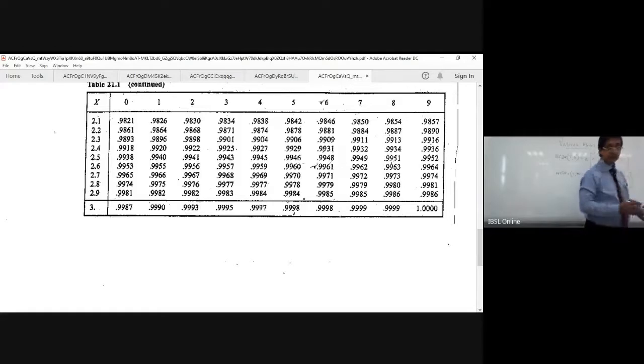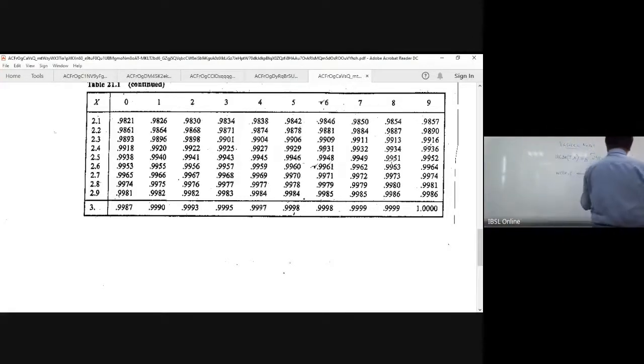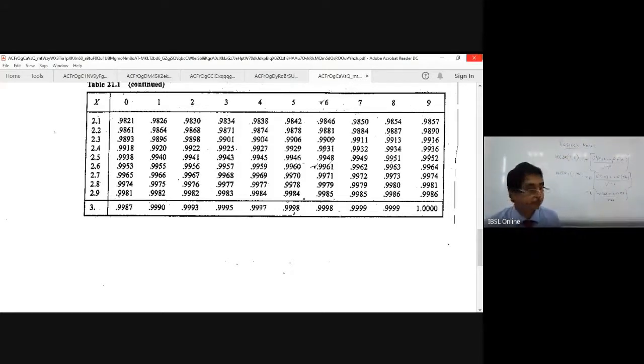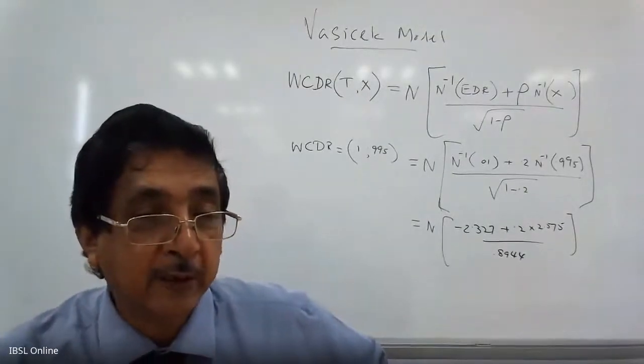And the denominator, it's a matter of calculating the square root of 0.8. That is 0.8944. Right, I will just put you onto the board again. The values are here.